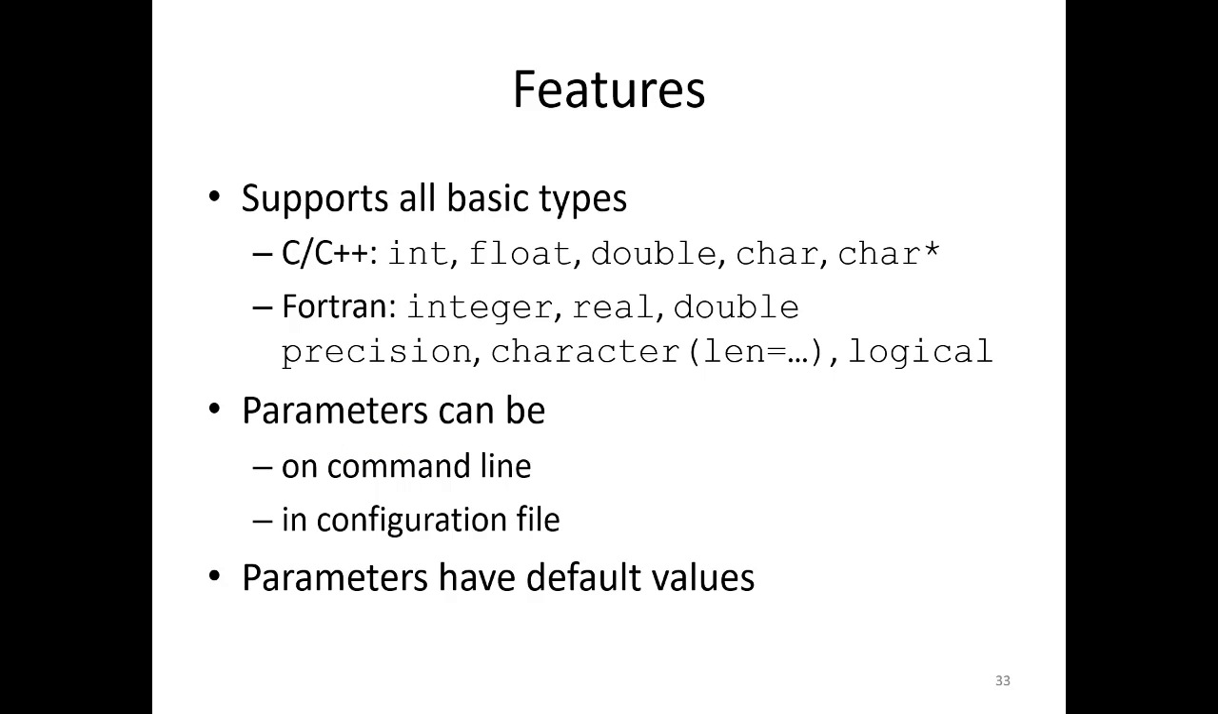So some features of Parameter Weaver. For C, C++, and for Fortran, it will support all basic data types. So for C, C++: int, float, double, char, and char star. For Fortran, it would support integer, real, double precision, characters with certain lengths, and logical. Parameters can be specified on the command line or in a configuration file, and all parameters can have default values.